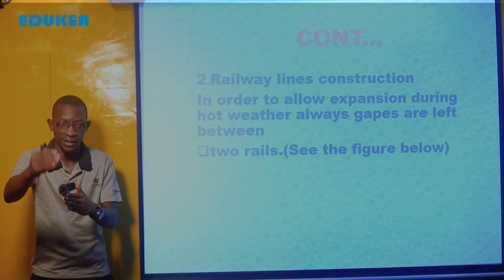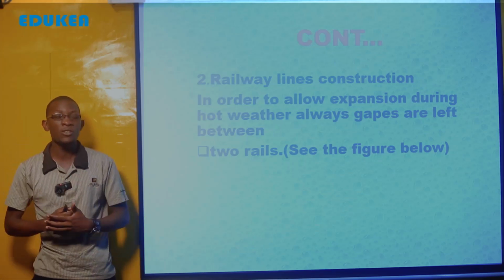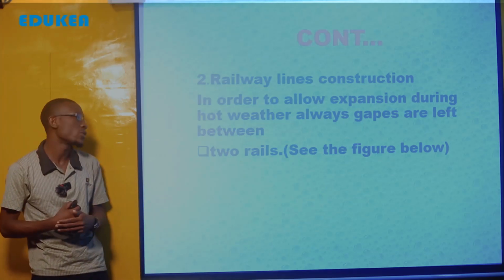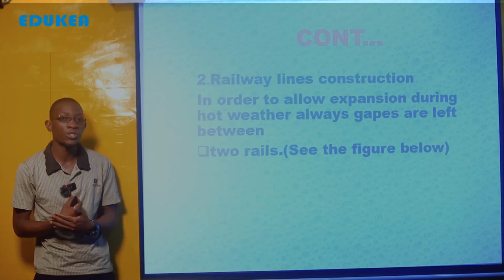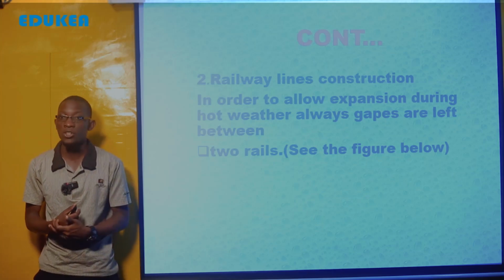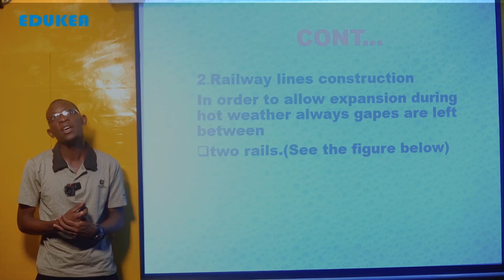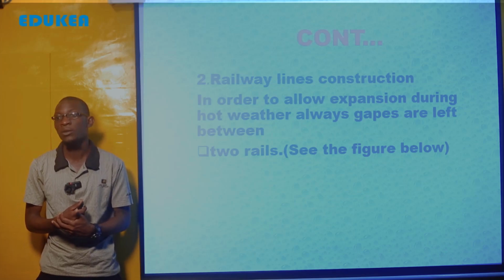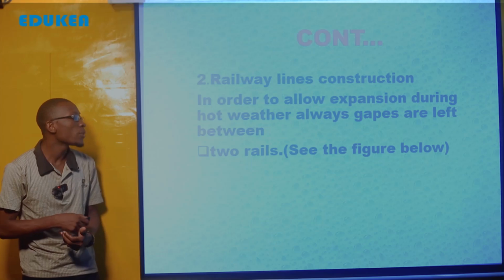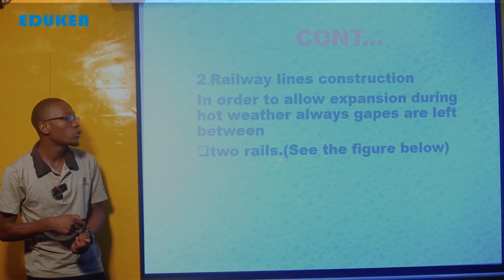What do we do this? We do this so as to prevent the contractions and the expansions of railways. Once the railway expands, it can cause an accident when the train passes. So consider two rails as shown in the diagram below.